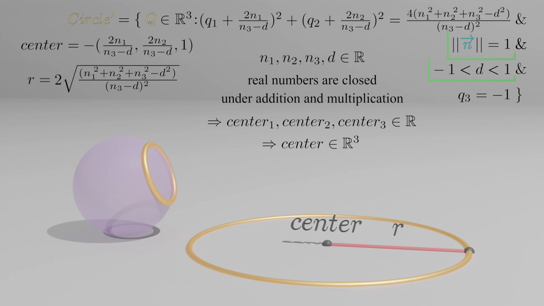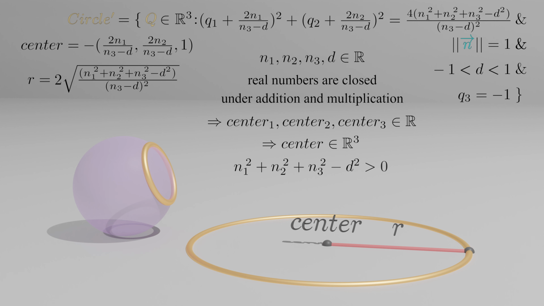Okay, now I want to remind you of these two conditions we have on circle prime. The first being that we have a unit normal, and the second being that d is between 1 and -1. From these two conditions, we know that n1 squared plus n2 squared plus n3 squared must be greater than d squared. We can then bring d squared to the other side.